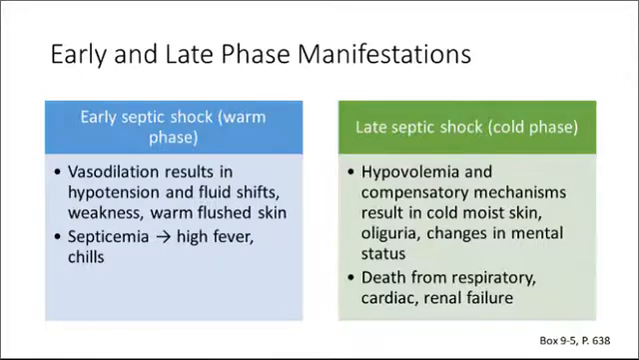Early is what they call the warm phase, versus the later or cold phase. Initially, I talked about this vasodilation that will then start to lead to hypotension and fluid shifts. With the fluid shifts, the septicemia and the high fever, they're very flushed. These arteries and arterioles are dilated, so that's why they get flushed skin. And there's that initial increase in cardiac output before it clamps down, and even when it starts to clamp down, before they get really into the shock phase.